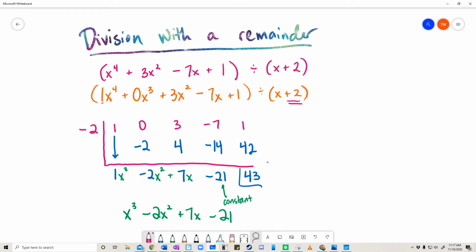And then the question becomes, how do I deal with this 43 remainder? We recall that we're still trying to divide the remainder by our divisor, which was x plus 2. So my final term is really going to be a fraction. So I'm going to write plus 43 divided by x plus 2. And I am done.